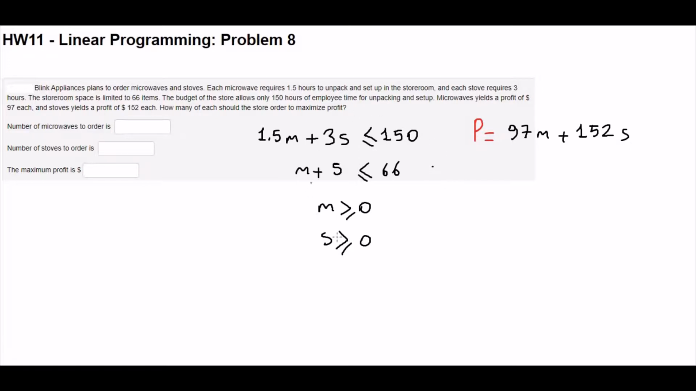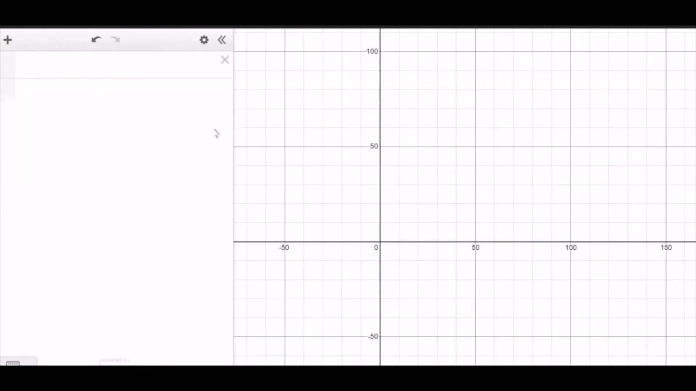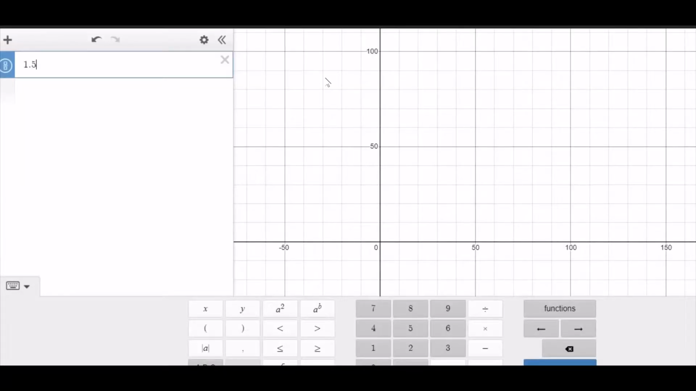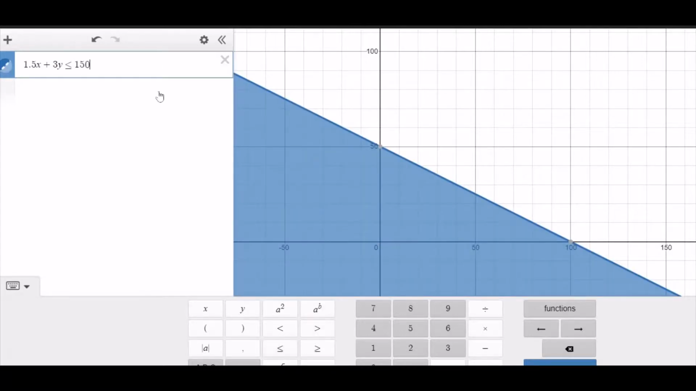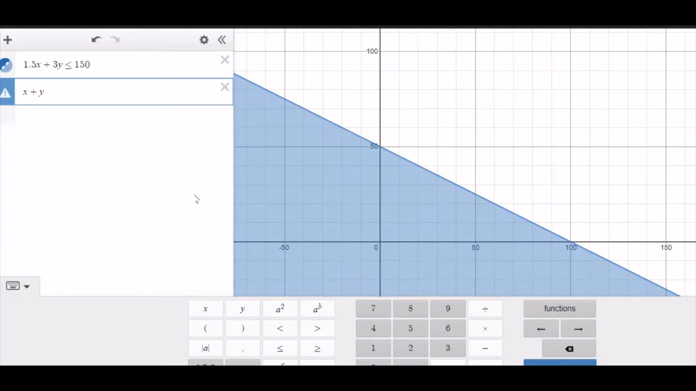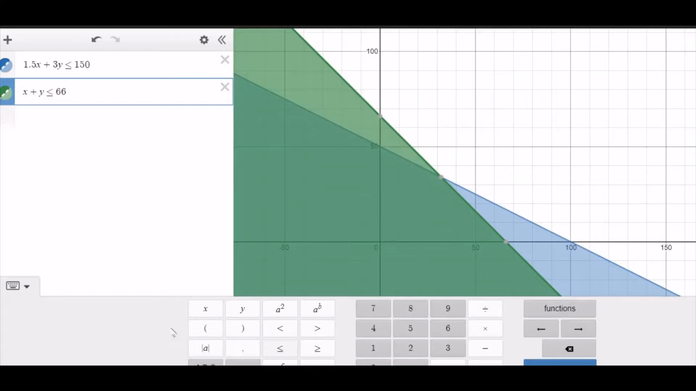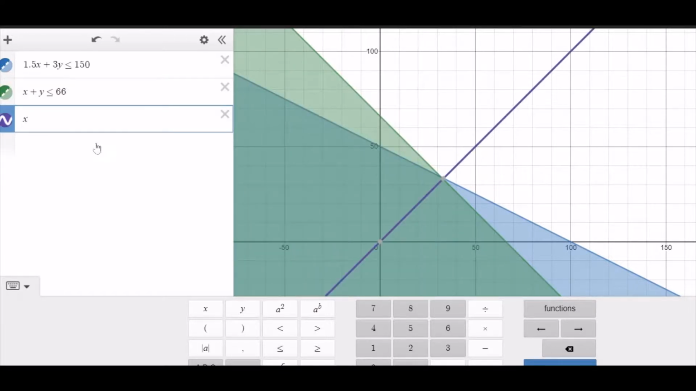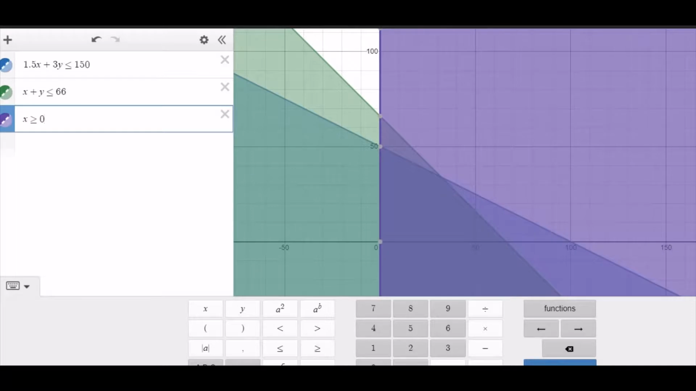So we're going to solve these constraints and find the vertices, corners, and plug them into the objective function and see which one gives us the maximum value. So let's directly graph this. We have 1.5x, letting x be the microwaves, plus 3y, letting y be the stoves, and that is less than or equal to 150. And x plus y is less than or equal to 66. We have x is greater than or equal to 0, and y is greater than or equal to 0.